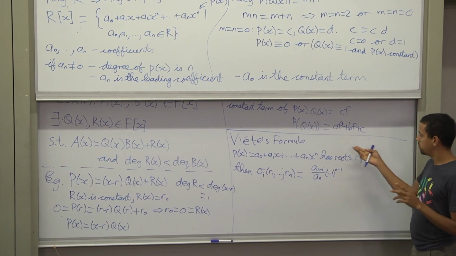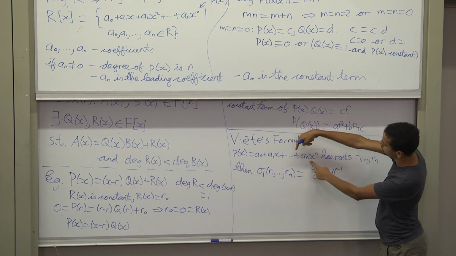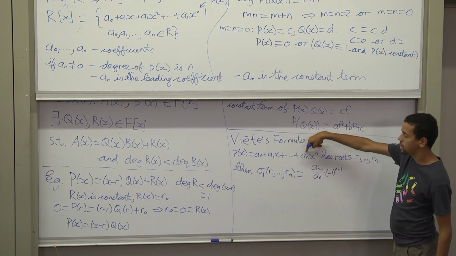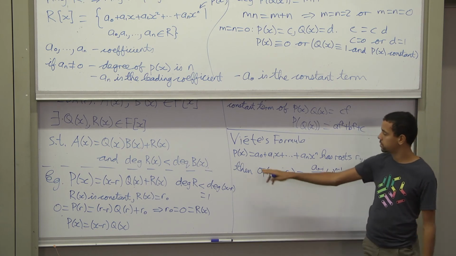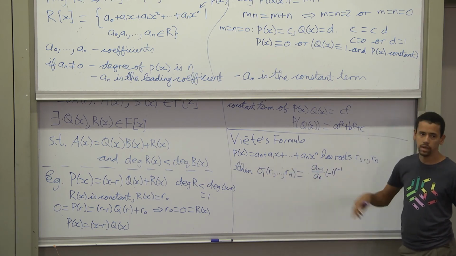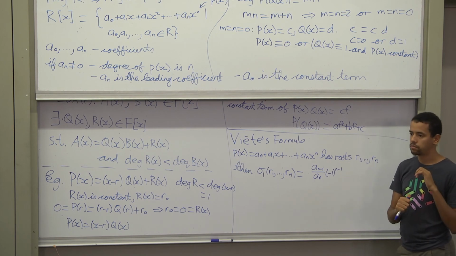So I can write down the sum of the roots in terms of an minus 1 and an without actually calculating the roots. And the product is in terms of the constant term and the leading coefficient, which is quite useful.